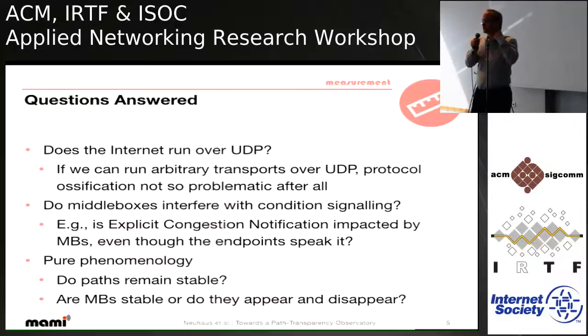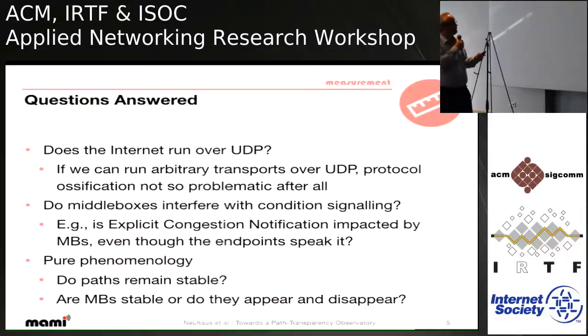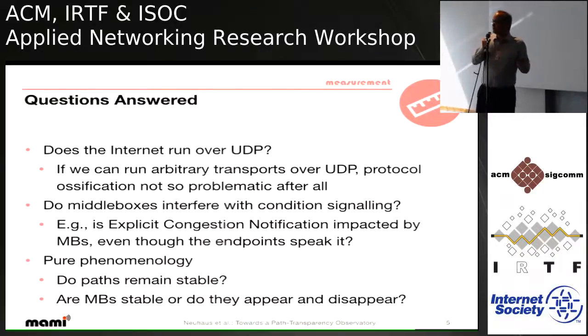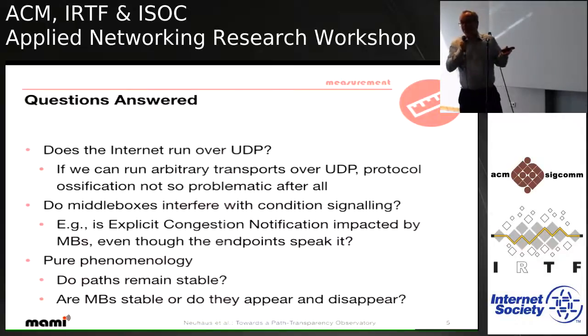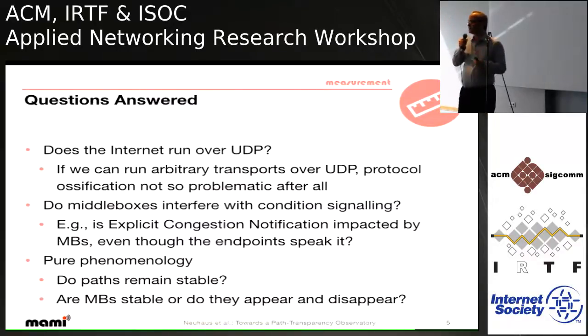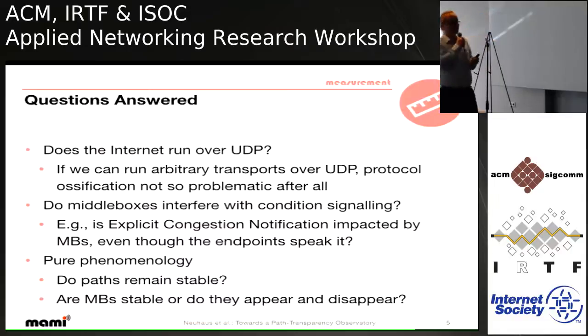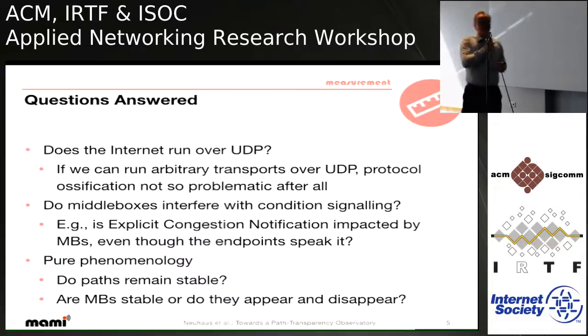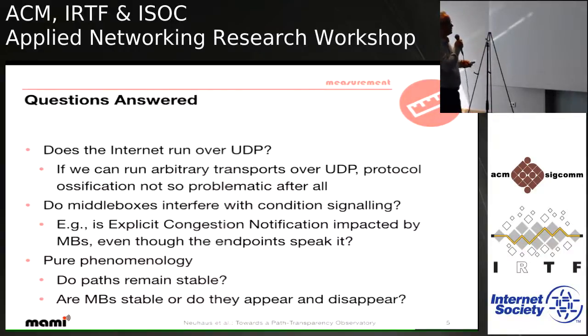What kinds of questions do we want to answer? Well, the first question is, can we run the internet over UDP? Because if we can simply layer all the new transport protocols on top of UDP, even though there technically would be protocol ossification, it isn't as bad as it would otherwise be. Another question is, do middle boxes interfere with condition signaling? That is something that Brian has already talked about a little. ECN is one example of such a condition. This is also something that we want to look at.